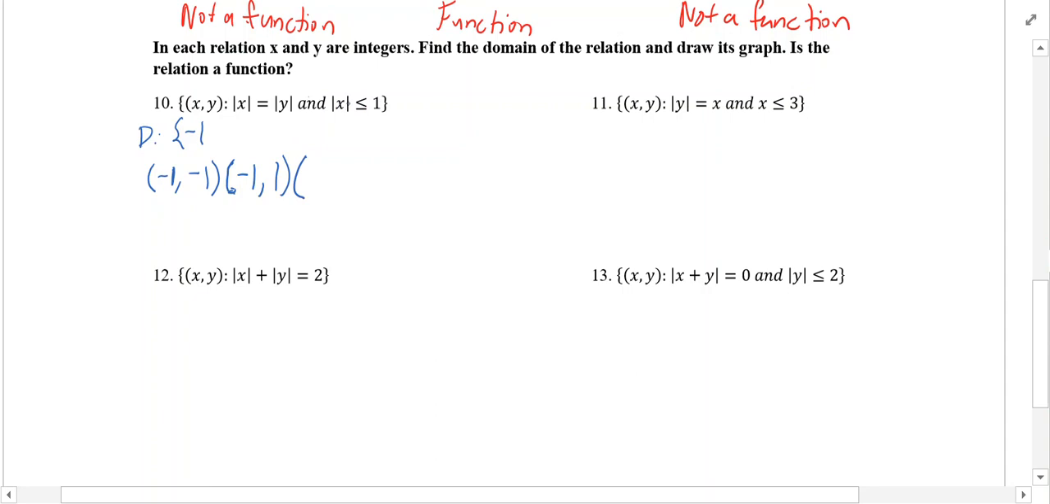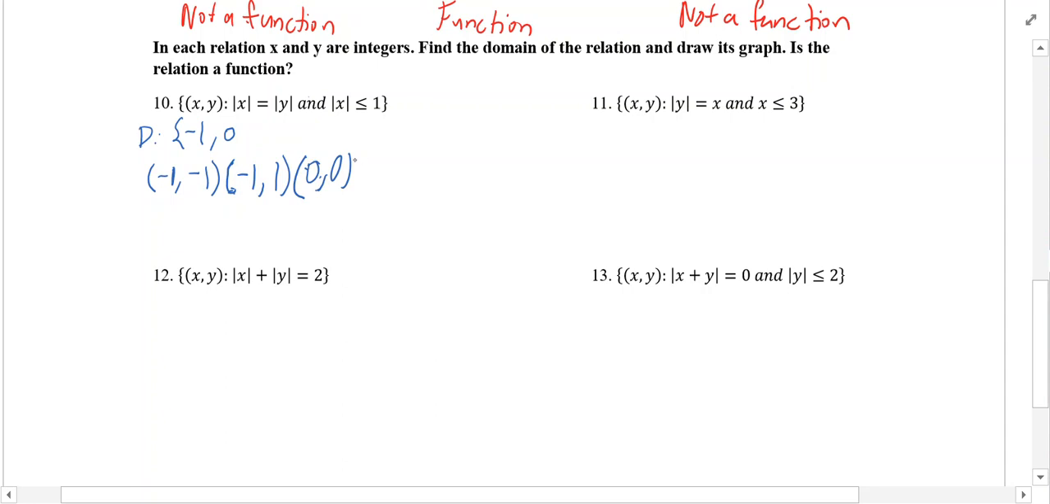Well, the absolute value of x is less than or equal to 1. I could plug in 0, because if I simplified it, 0 is less than or equal to 1. So I'm going to plug in 0. So if I plug in 0 for x here, then I have to say, okay, the absolute value of 0 is equal to the absolute value of y, which means y could also be 0.